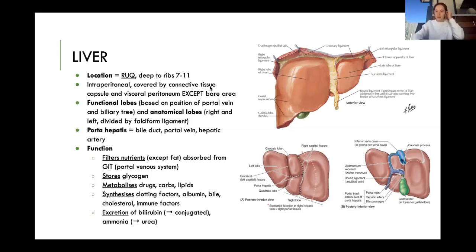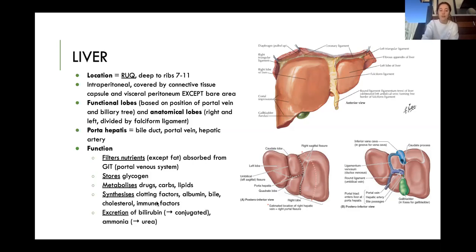There's a big complicated diagram, but I don't think it's super important. And then in the middle, you have your porta hepatis, which is your bile duct, portal vein, and hepatic artery. And the liver functions to filter nutrients. So everything from the GIT that's drained into the portal venous system goes to the liver through the portal vein. And then it also is important in metabolism of like sugar, fats, drugs.